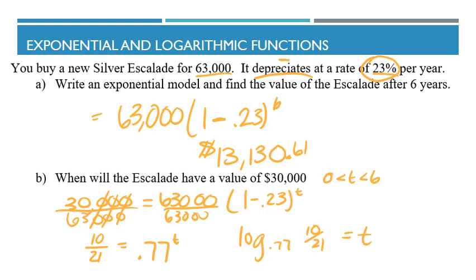So at this point, be careful if you so choose to use change of base. If you use the log button in your calculator, then it's a lot easier. You can just type in the 0.77. You can type in the 10 divided by 21, and we should end up with t is approximately 2.8. Doesn't tell me how to round, but I would label 2.8 years. And that makes sense. Please don't leave an answer that doesn't make sense.